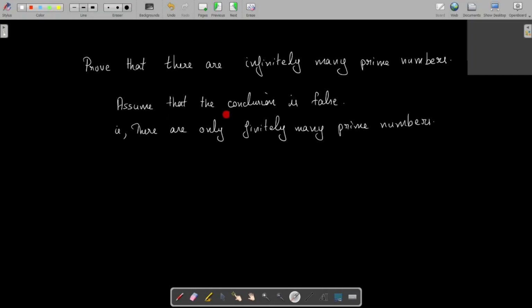Here we assume that the conclusion is false. That is, there are only finitely many prime numbers. Now we will argue logically and we will arrive at a contradiction. Here we have supposed that there are only finitely many prime numbers, so let them be P1, P2, etc., Pk. That is, we assumed that there are only k prime numbers. Clearly, the first prime number is 2. So, P1 equals 2, P2 equals 3, P3 equals 5, etc. We have the prime numbers up to Pk.